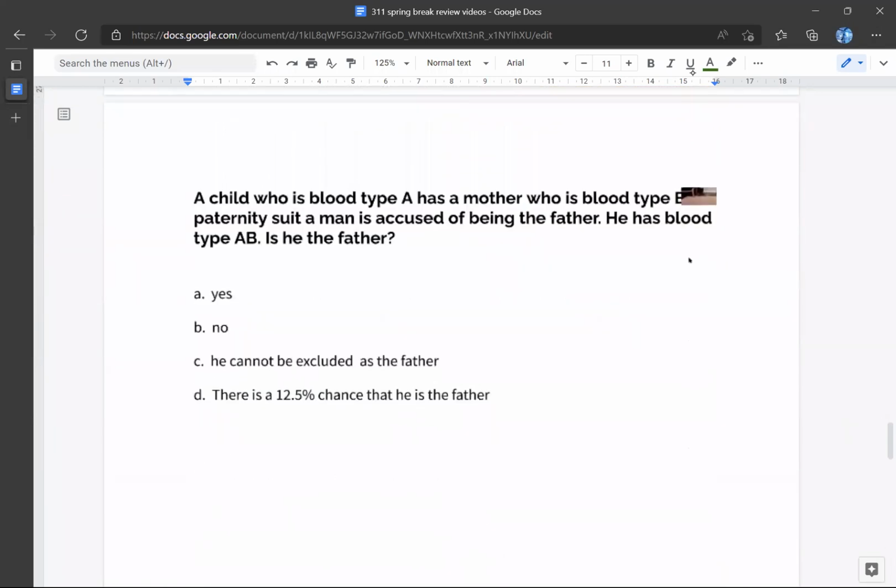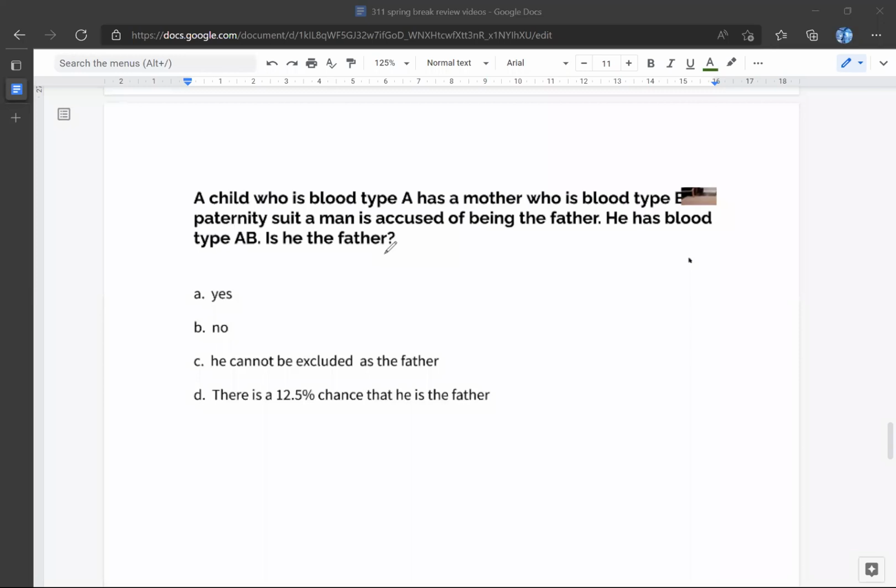Yes, and this is blood type stuff. A child who is blood type A has a mother who is blood type B. In a paternity suit, a man is accused of being the father. He has blood type AB. Is he the father? I'll give you a chance to work it out. You can pause the video and come back.